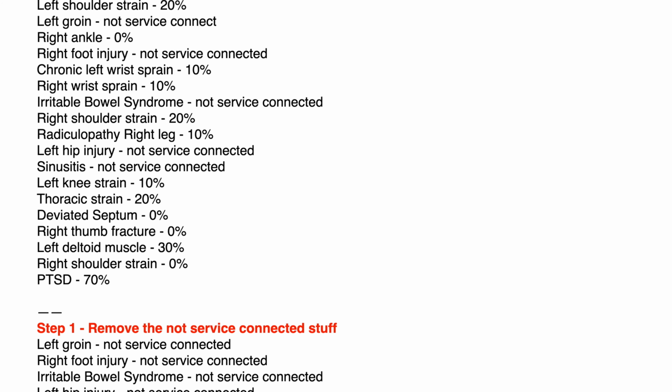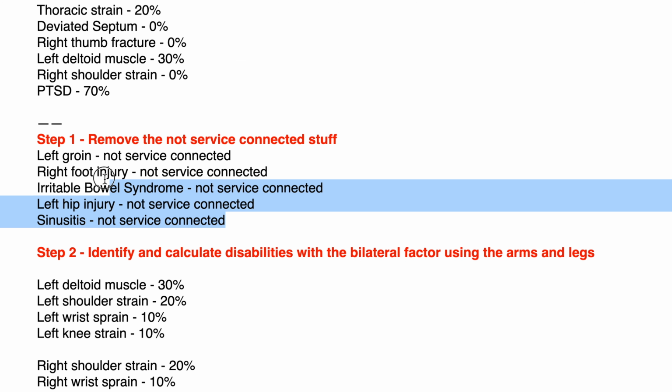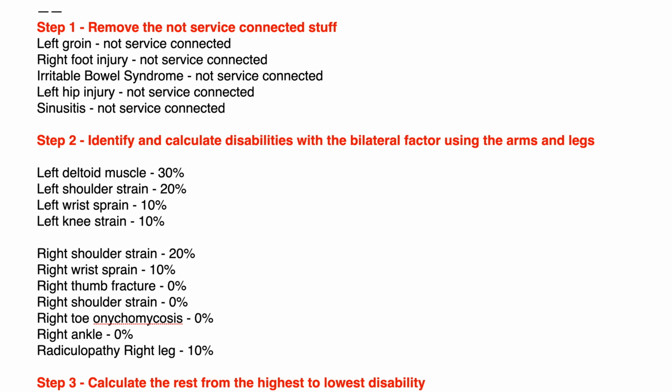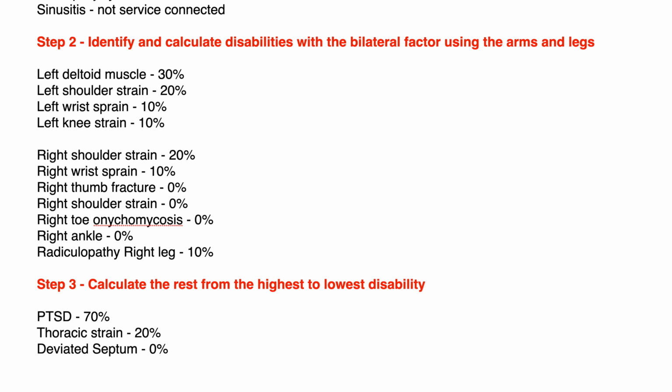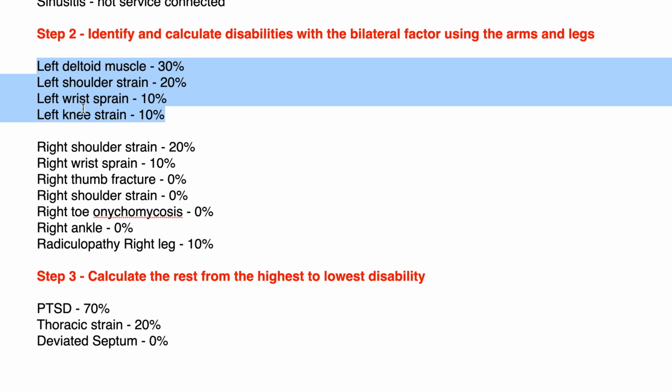Let's go ahead and remove anything that's not service connected, because it's not going to factor into your overall combined rating in any way. So we'll just ditch that stuff. Then the next thing we're going to do is organize the bilateral factor stuff, the left side of the body and the right side of the body. So highest to lowest, get everything that says left on it, and then underneath that, get everything that says right on it. So bilateral factors lined up, right?